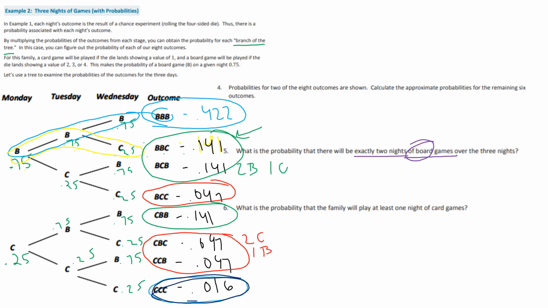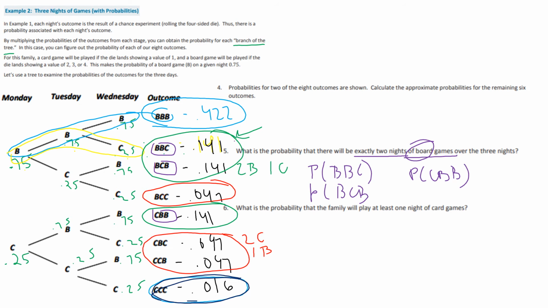So how many options are there where there's 2 B's? We have this one, BBC, BCB, and CBB. These are all our 0.141s, right? So this is our probability of BBC, our probability of BCB, and our probability of CBB. So now the question is, how am I going to find this?